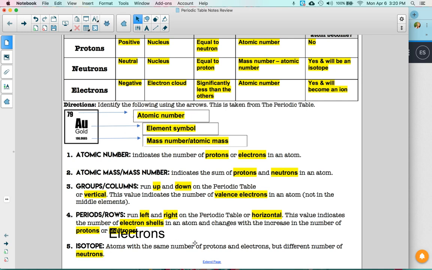Isotopes are atoms with the same number of protons and electrons, but different number of neutrons. That's what we talked about right here. So this would be the shoes you want, but the variations in the different colors.